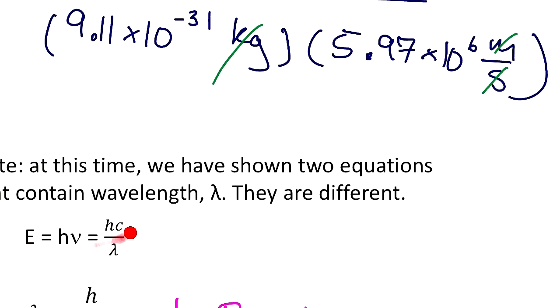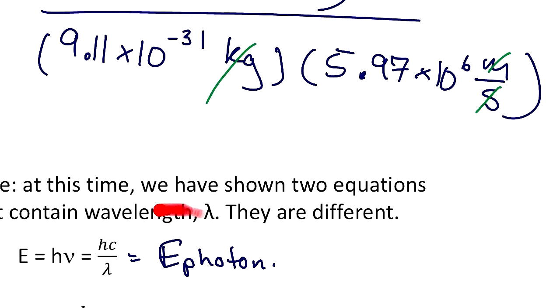Versus, we looked at this equation earlier. This is the energy of our photon. This is a different equation, but it also includes wavelength. But this is the wavelength of a photon. Is there any mass variable in that first equation? No, there's not. So do not confuse these two equations.